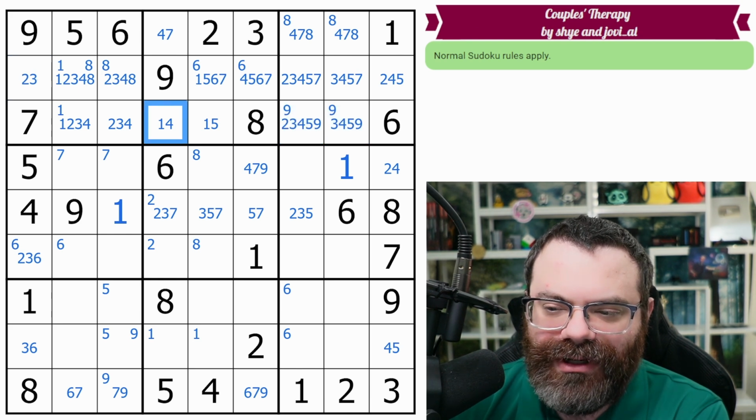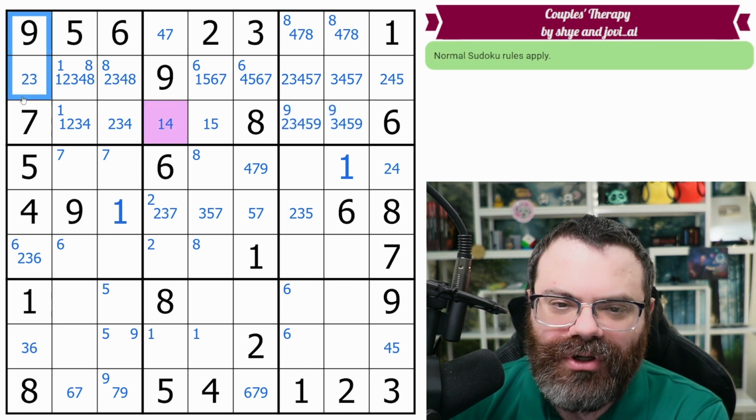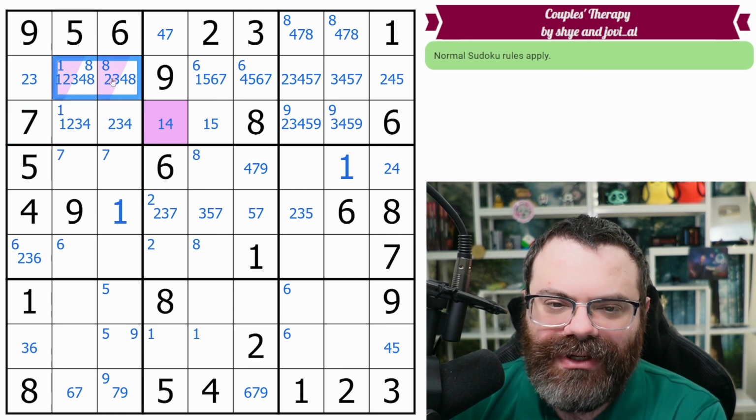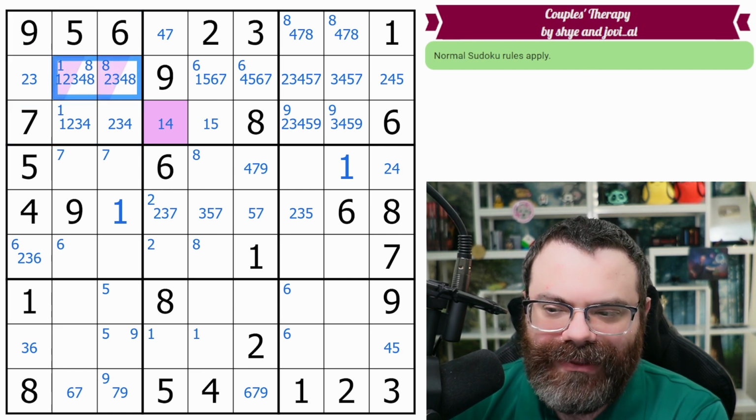Similarly, this 1, 4, we'll call that purple. Where does purple go in this box? Well, it can't repeat in the row. None of these are purple. This isn't purple, so purple goes in here, and we end up with a purple 8 hidden pair.